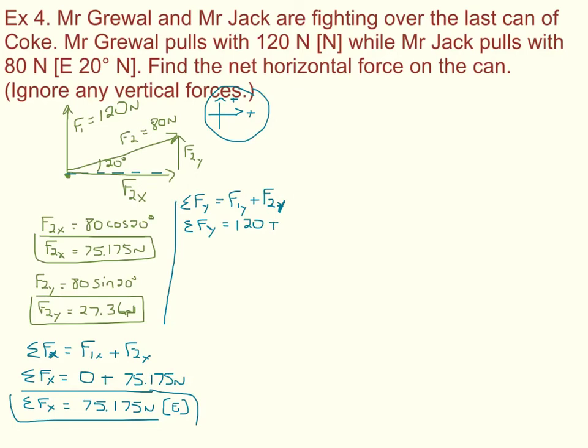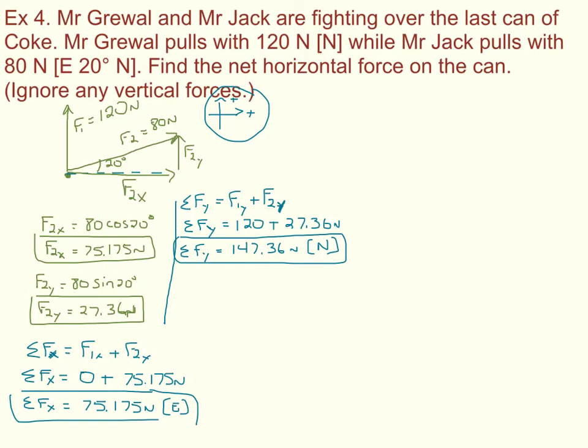That's not true with f2, we had to break it up into components. We found that y component to be 27.36 newtons. So the sum of the forces in the y direction, if we add those two things together, we get 147.36 newtons. And that's in the positive direction, which we said is north. So both those vectors are pointing north. So this force here is going north.